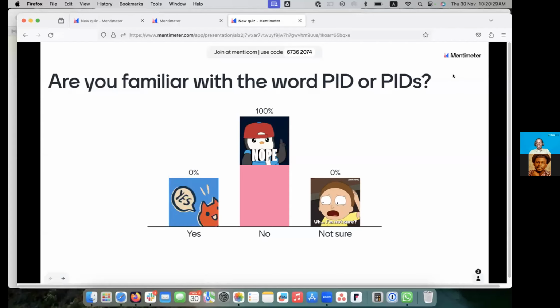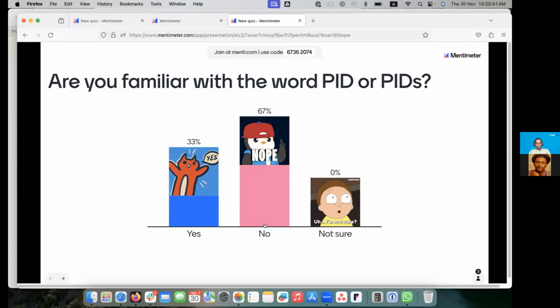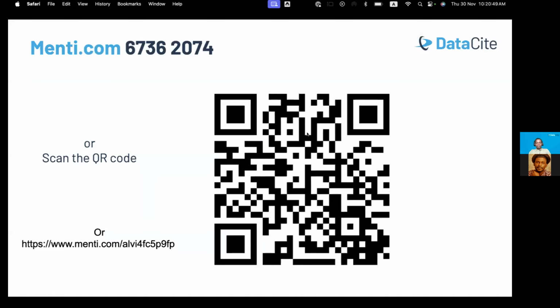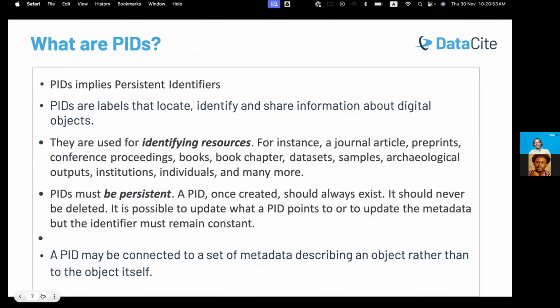Fair enough. I think I have a good knowledge of where we are, so I know what to talk about. So let's go back to our slide. The next thing is for me to explain what we mean by PIDs. The word PIDs implies persistent identifiers. PIDs are labels. The DataCite logo is there, Africa Archive is there, the Ubuntu logo is there. They are just like labels to identify and share information about digital objects.